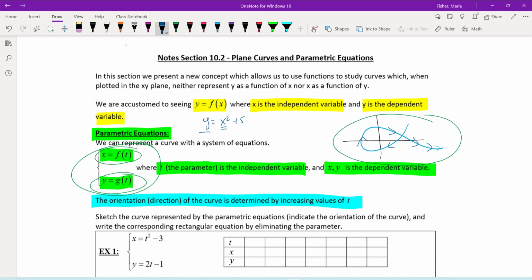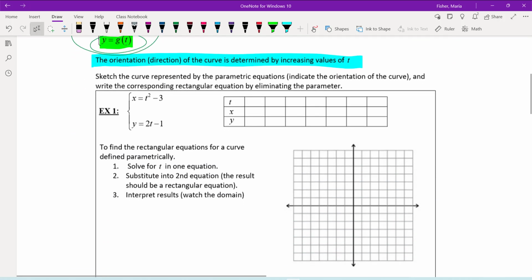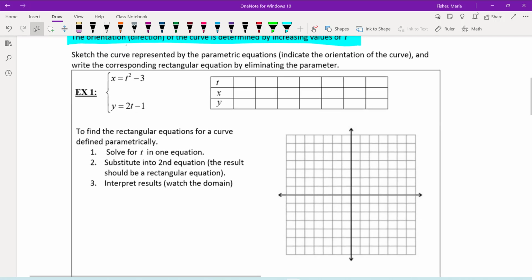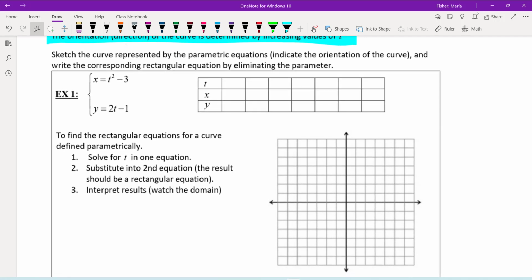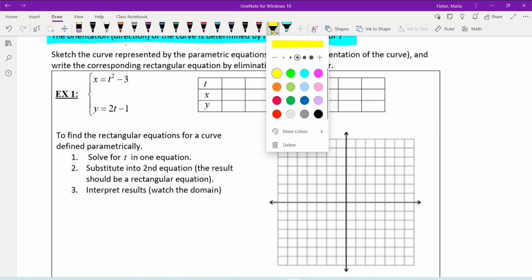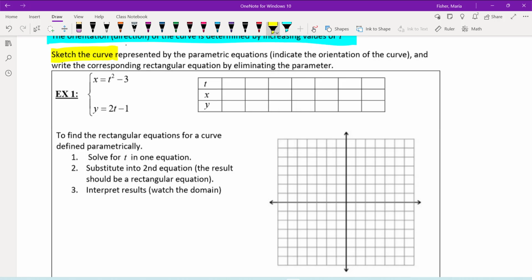Now let's work with some parametric equations. We want to sketch the curve represented by the parametric equations and indicate the orientation of the curve, and then write the corresponding rectangular equation by eliminating the parameter. The first part is just asking us to sketch the curve. So we want to sketch this guy right here. Well, in algebra, when we learned to sketch things for the first time, what we did was make a table of values. So that's how we're going to learn to sketch these parametric equations.